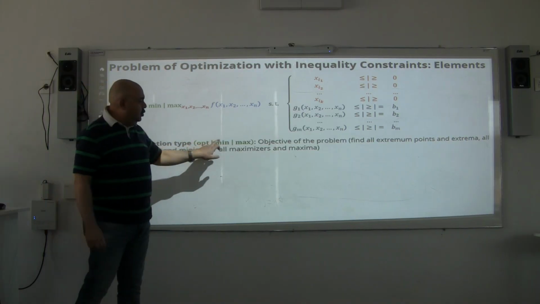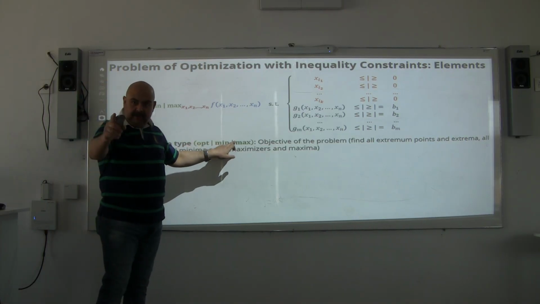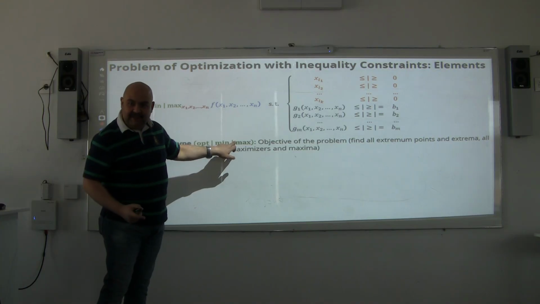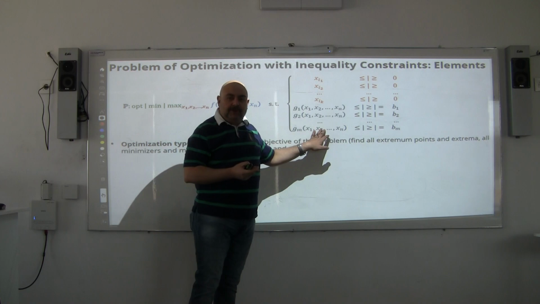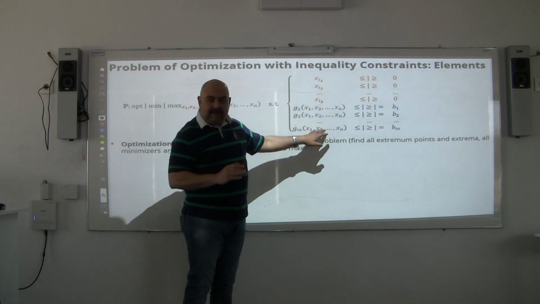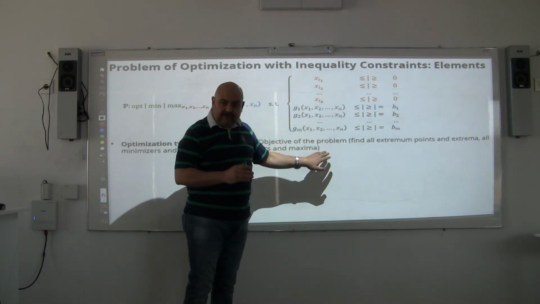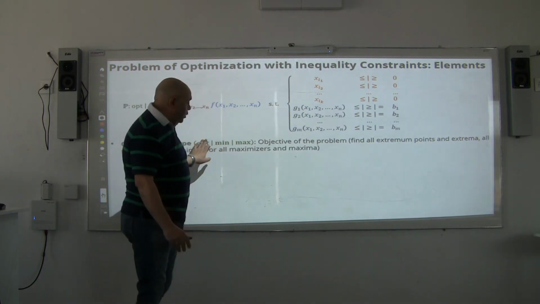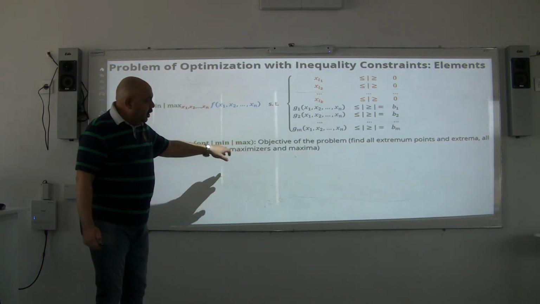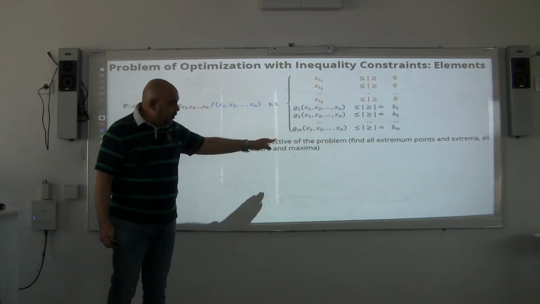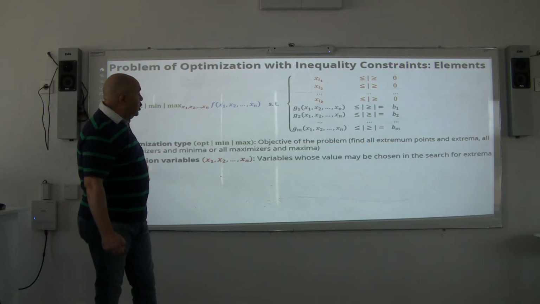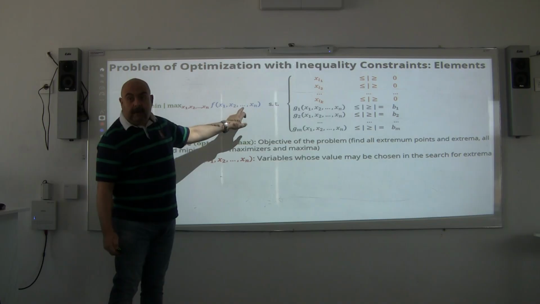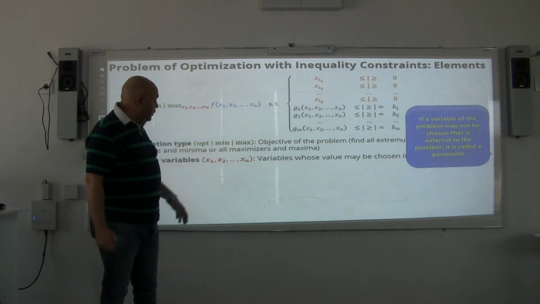Now, if I have an optimization problem, the first thing is the optimization type. Is it minimization or maximization? Here I ask you: I need to minimize, or I need to maximize. So I need to minimize this function under the set of these constraints, or I need to maximize this function under the set of these constraints. So the optimization function will be the objective function. Usually we find the extremum points and the extremum values. The decision variables are x1, x2 up to xn. These are the decision variables.